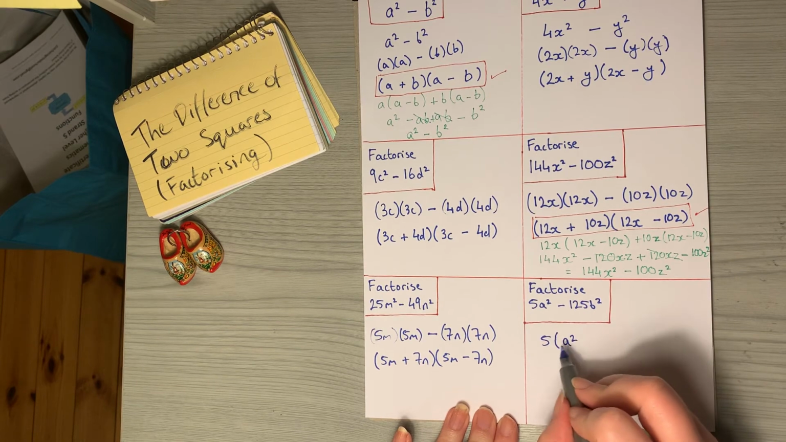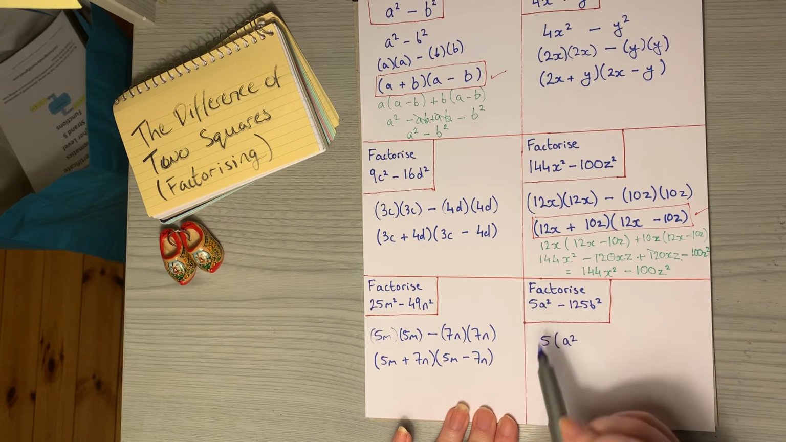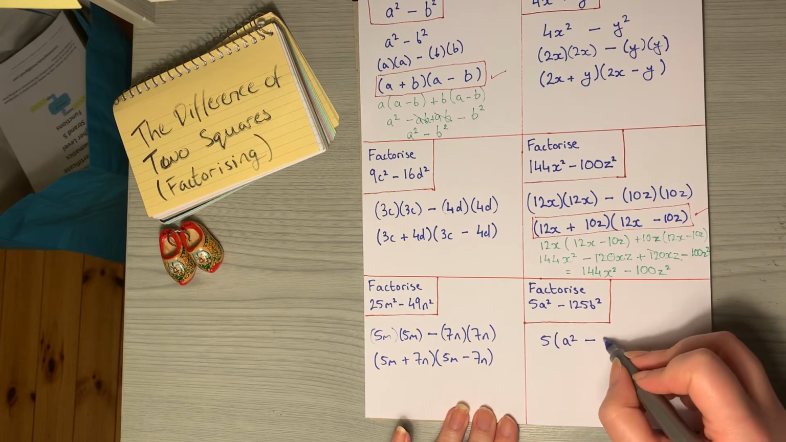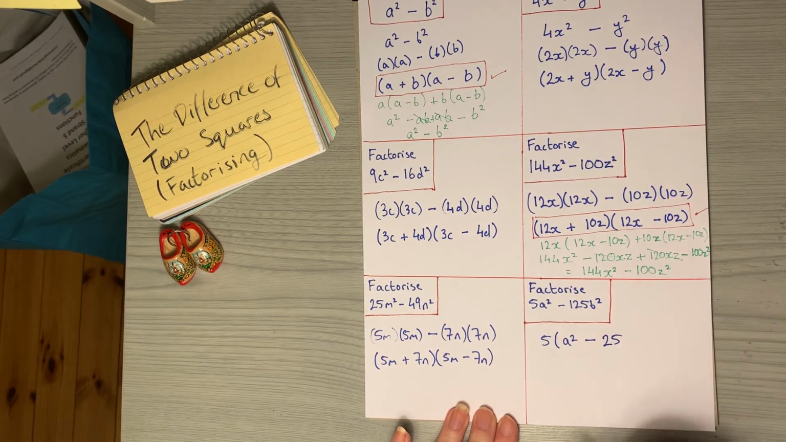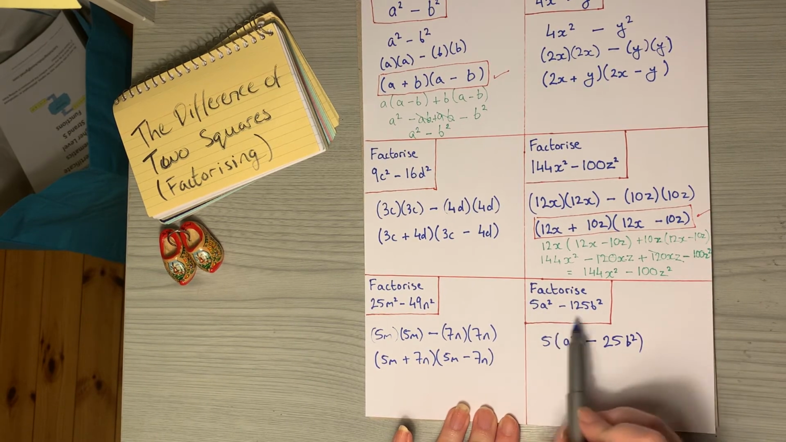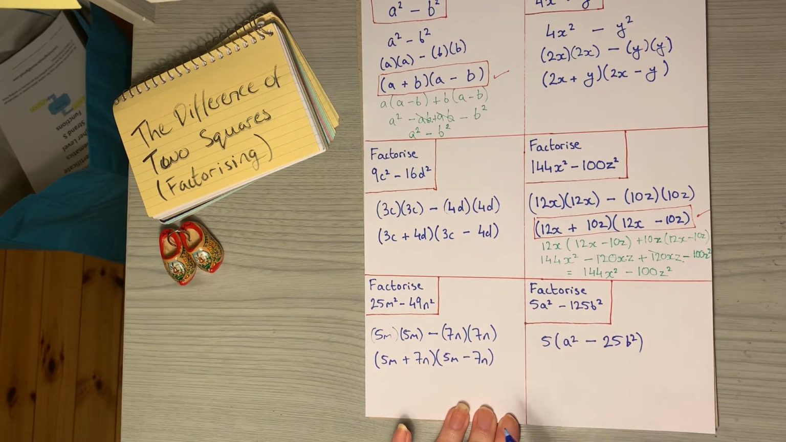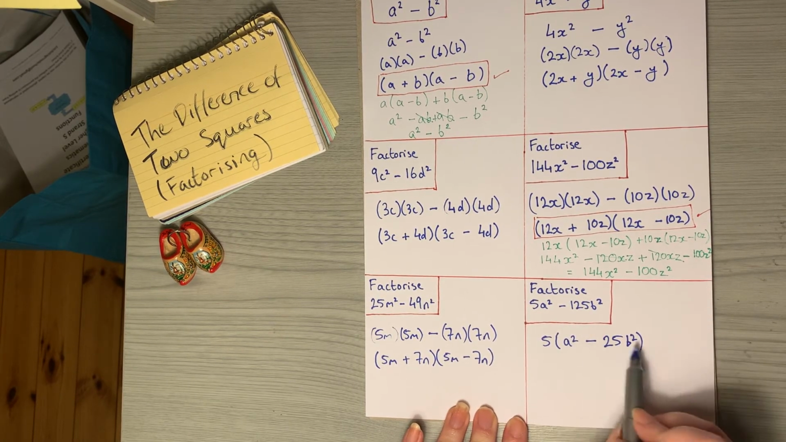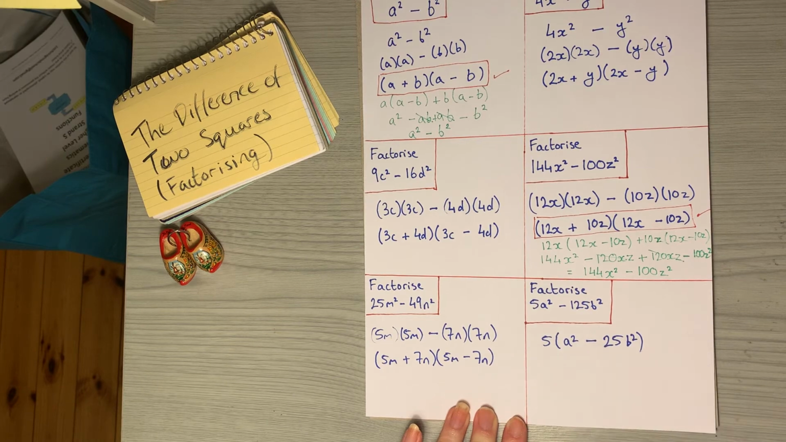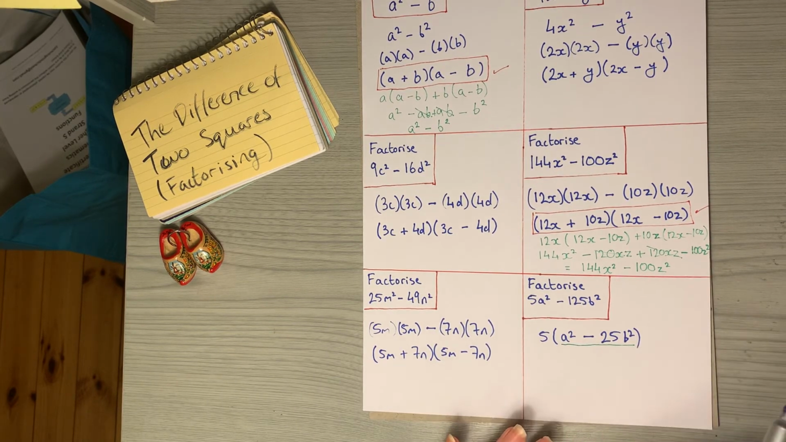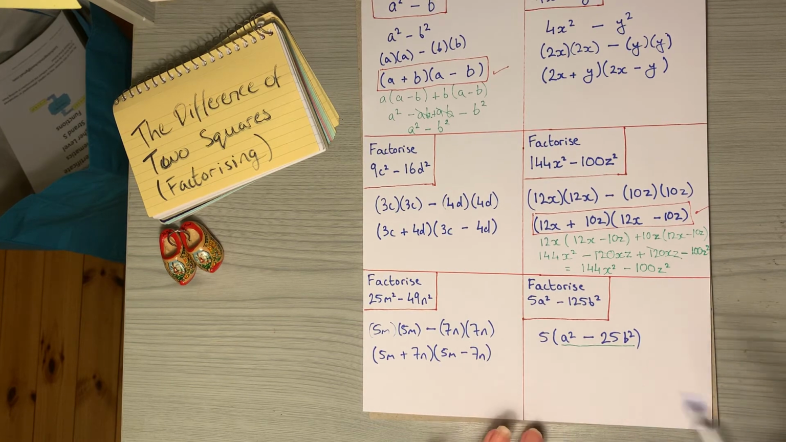So 5 times a squared will give me 5a squared. And then minus, so 5 into 125 goes 25 times. And then I need the b squared. Okay, so that's that factorized, but not with the difference of two squares method. But if you look at this now inside this bracket here, this a squared minus 25b squared, that's the difference of two squares.